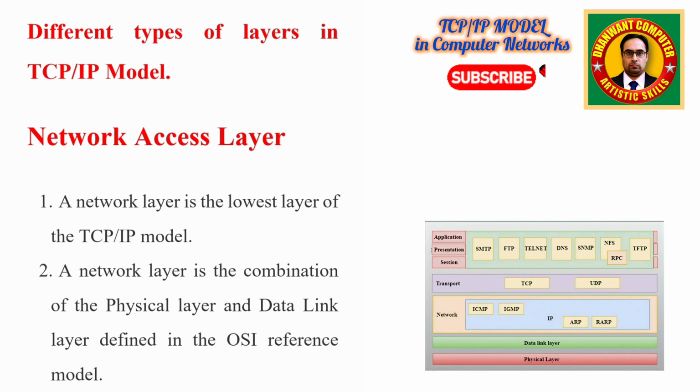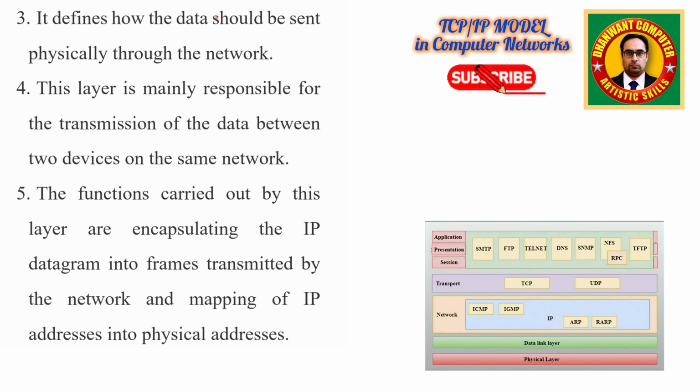Network access layer. 1. A network access layer is the lowest layer of the TCP/IP model. 2. It is the combination of the physical layer and data link layer defined in the OSI reference model. 3. It defines how the data should be sent physically through the network. 4. This layer is mainly responsible for the transmission of the data between 2 devices on the same network.